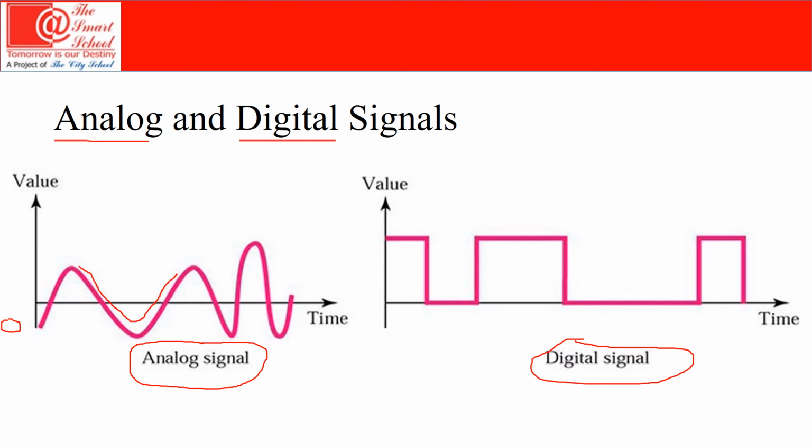And the signals thus obtained are in a continuous pattern. They are not broken at any place. So this type of signal is called an analog signal.